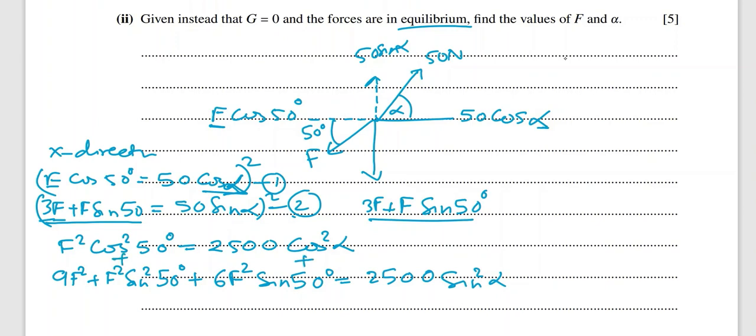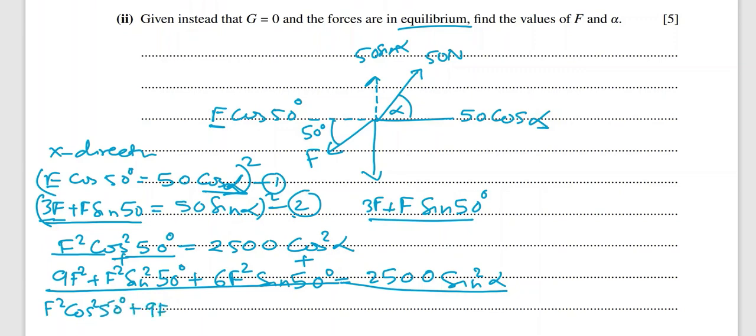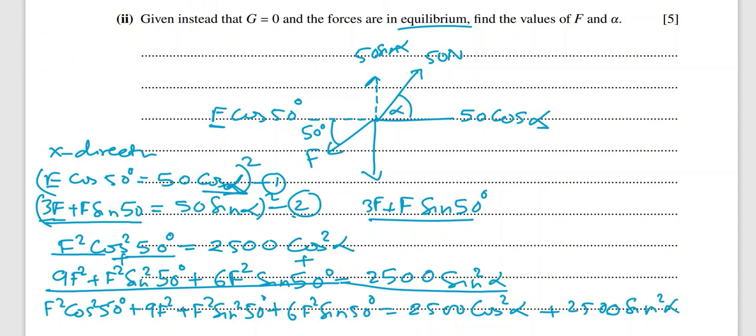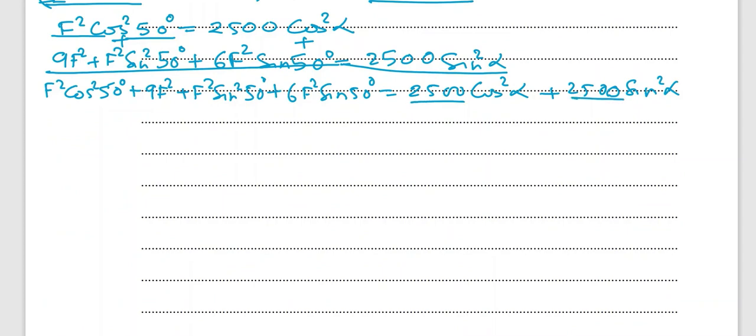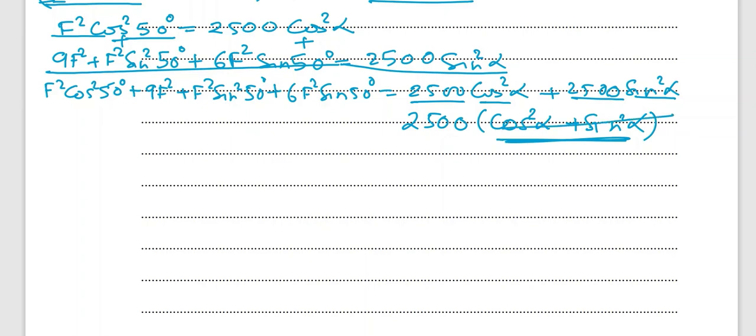And now let's add both the left and right sides. So carefully let's write it: f squared cos squared 50 degrees plus 9f squared plus f squared sine squared 50 degrees plus 6f squared sine 50 degrees equals 2500 cos squared alpha plus 2500 sine squared alpha. Now there is something interesting going to happen. 2500 is common between these two and we are left with cos squared alpha plus sine squared alpha inside a bracket, and this is equal to 1. We know this.